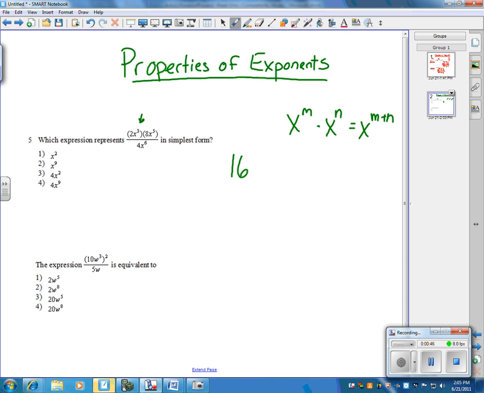Same rules for multiplying numbers, always and forever will be the same. Then we have x to the third and x to the fifth. If we add those together, we're going to get x to the eighth. So that's going to be on top, and then we're going to have 4x to the sixth on the bottom.